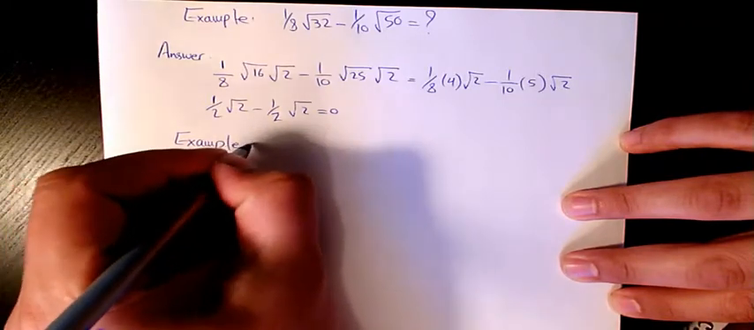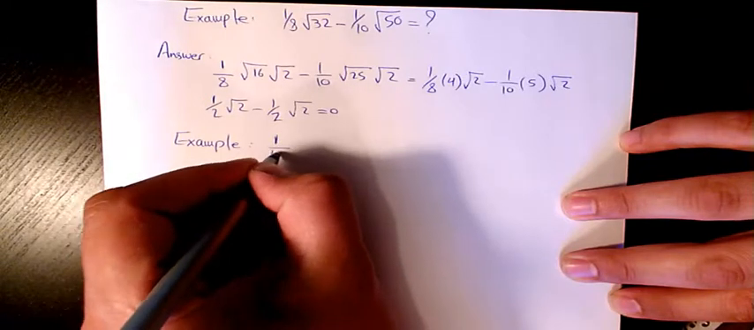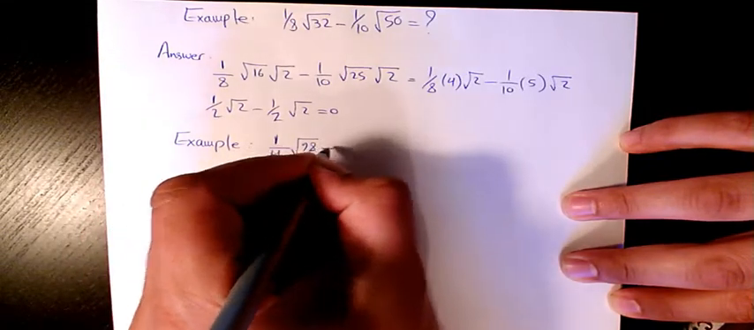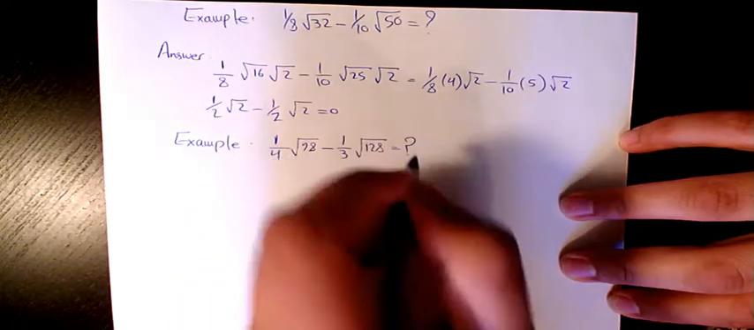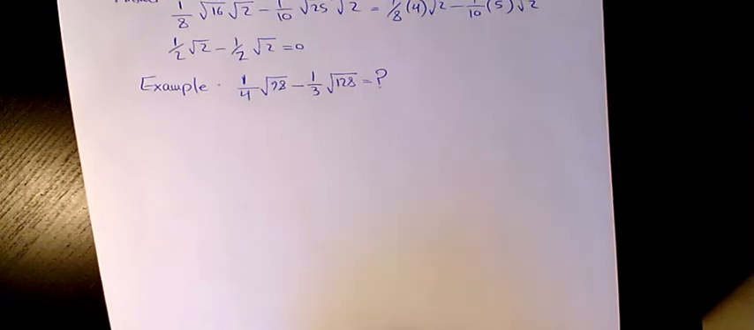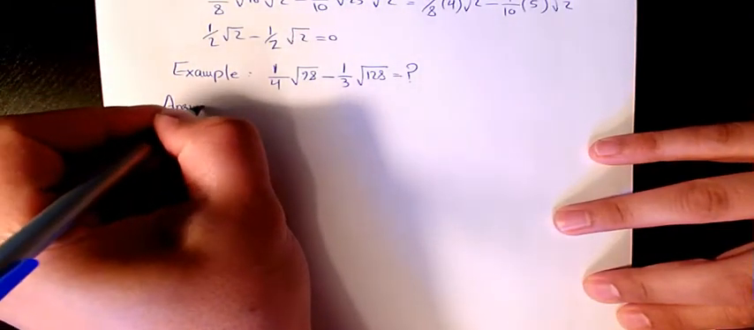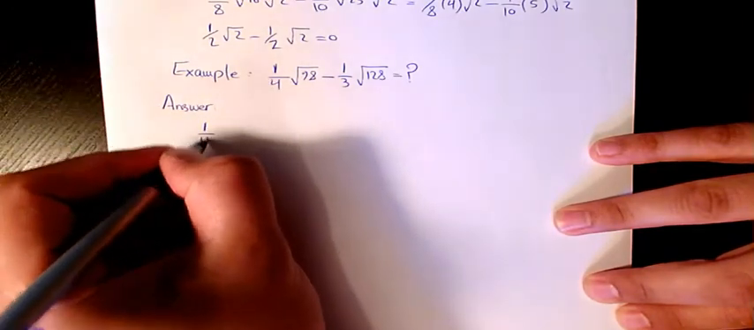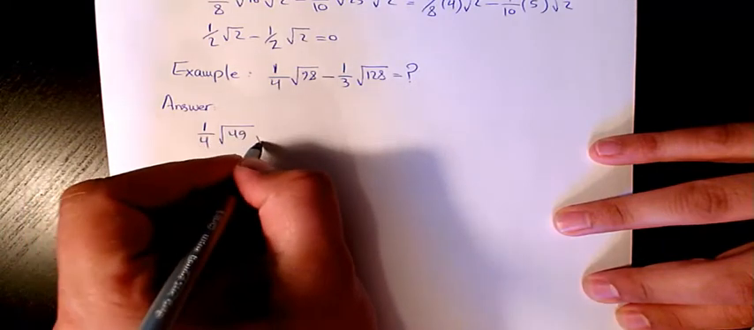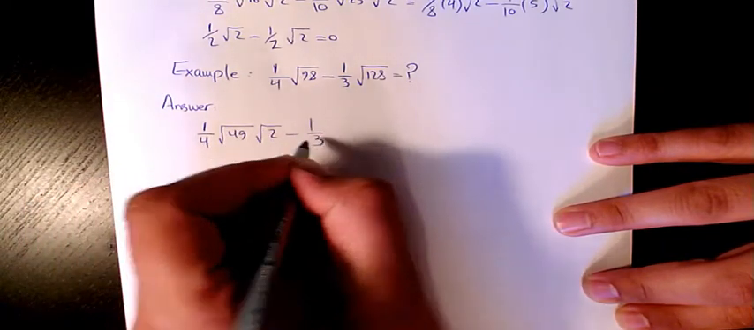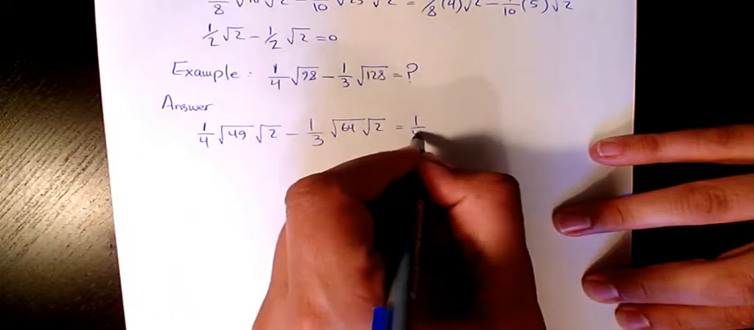Next example, we have 1/4 root 98 minus 1/3 root 128. The answer will be 1/4. 98 is 49 times 2, so square root of 49, root 2, minus 1/3 square root of 64, root 2. So that's going to be 1/4.